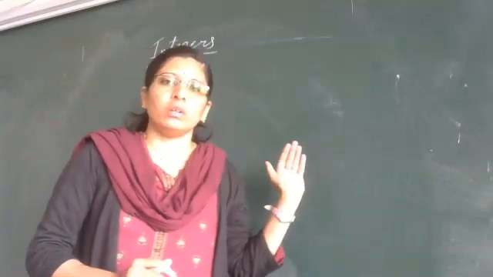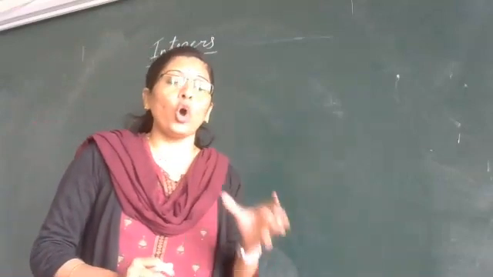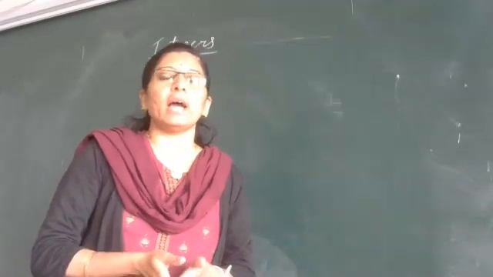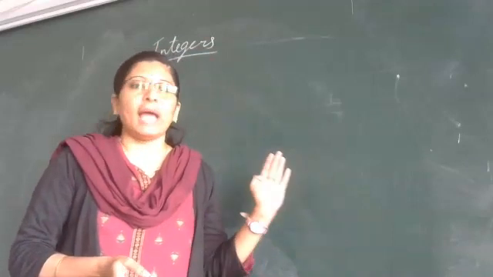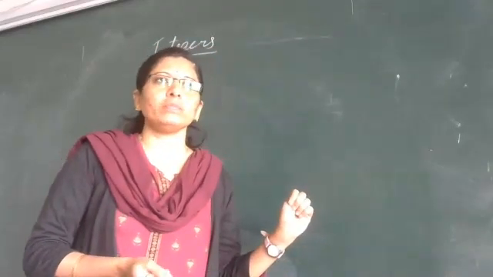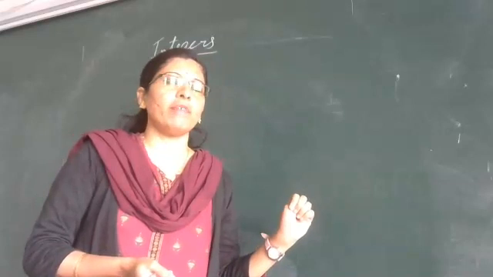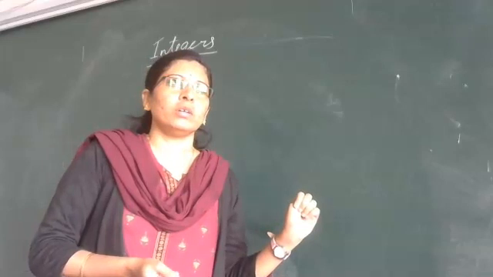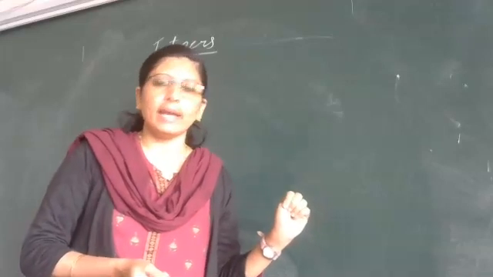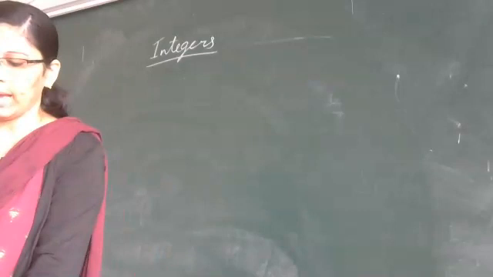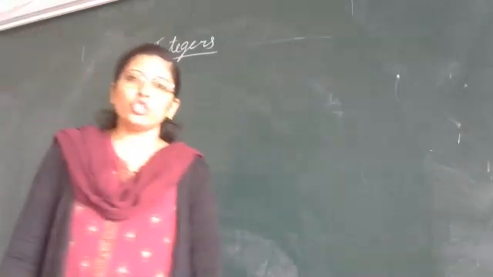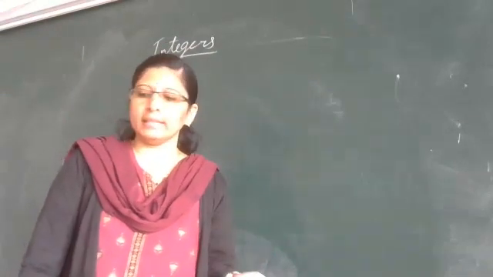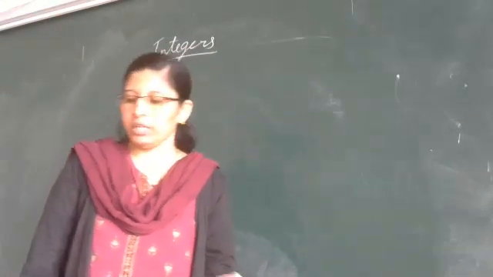Don't forget now. What are integers? The set of positive and negative numbers, both together, are known as integers. And it is denoted by which alphabet? Z or I. It is denoted by Z or I. And then we saw opposite numbers, plus and minus, and then absolute value of integers.